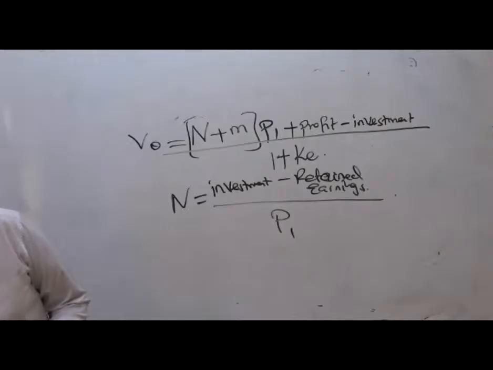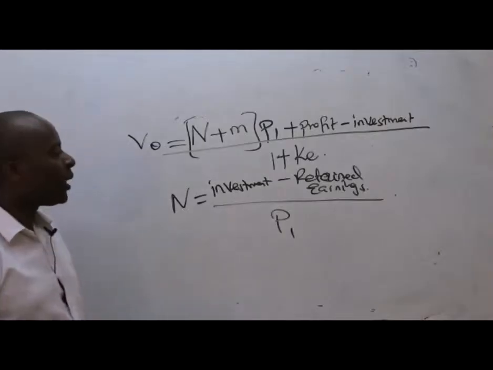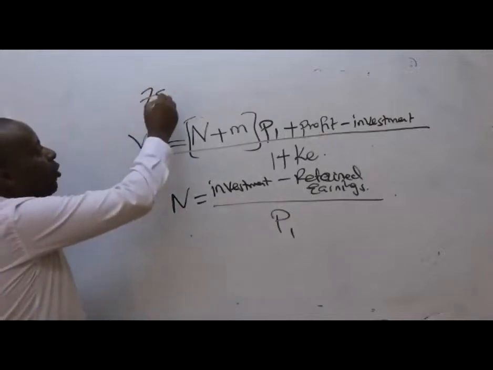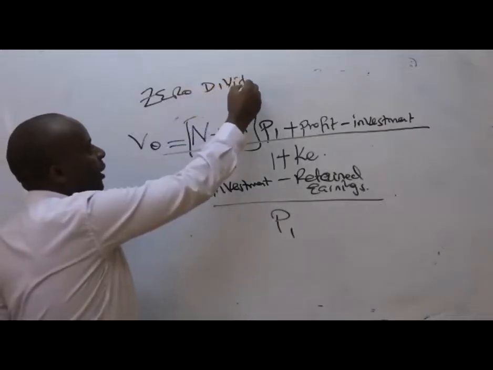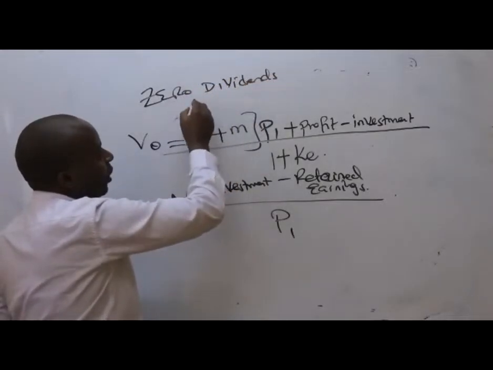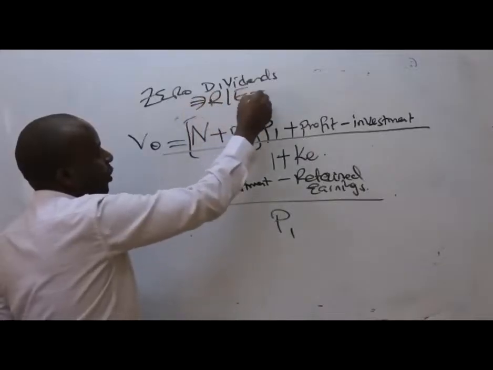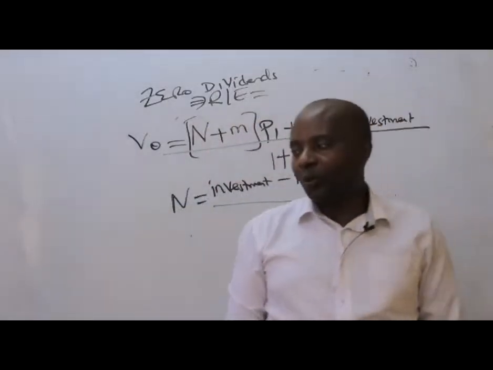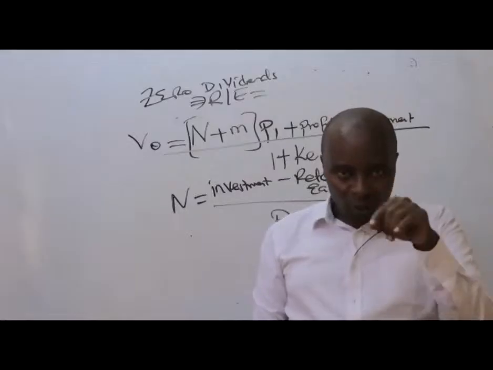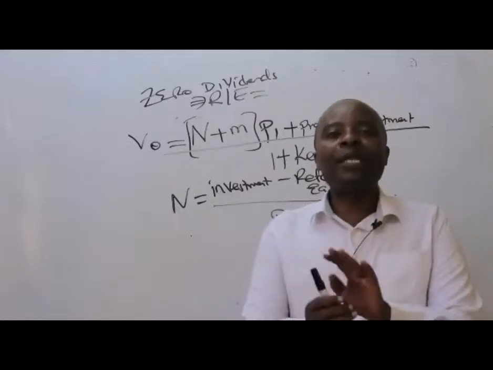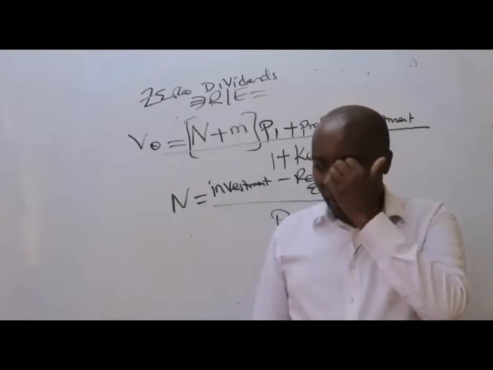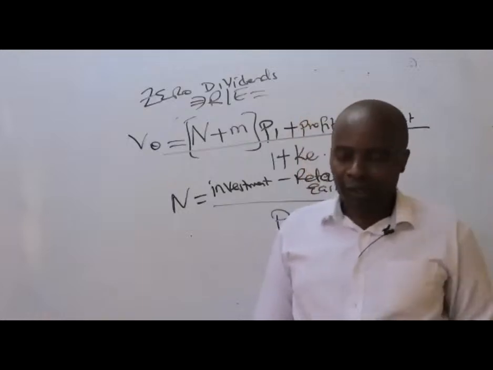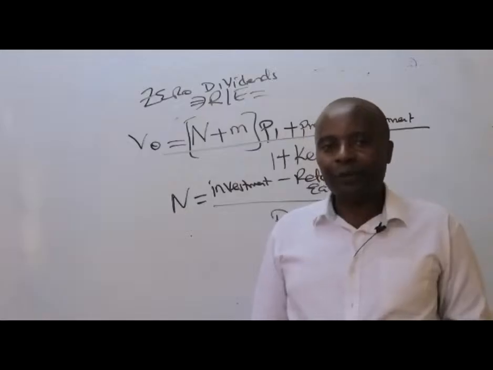Very interesting. So ladies and gentlemen, in this question of ours, if we don't pay dividends, when we talk of 0 dividends, if we don't pay dividends at all, then what will be the retained earnings? Can somebody talk to me this afternoon? When we don't pay dividends at all, how much retained earnings are we going to have?